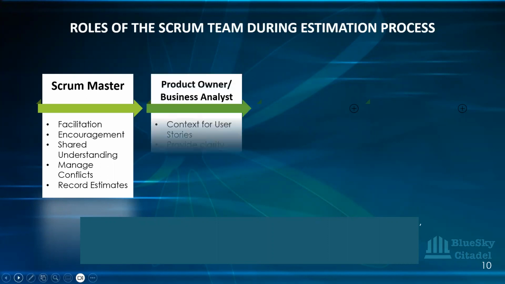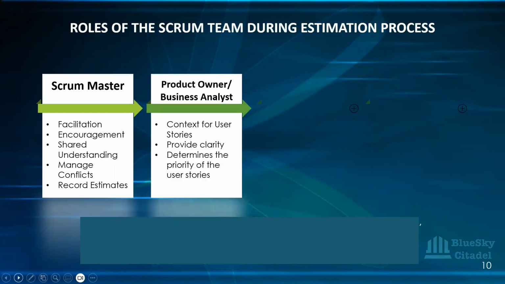So we want to look at the role of the product owner or the business analyst. What I've done is I've put them together, because in some organizations the two roles are carried out by one person. The PO is also the one carrying out the role of the business analyst, or a situation where the PO is not at the sprint planning and has delegated the business analyst to be a voice for him or her. So you can have such situations. So what other things do they do during that process?